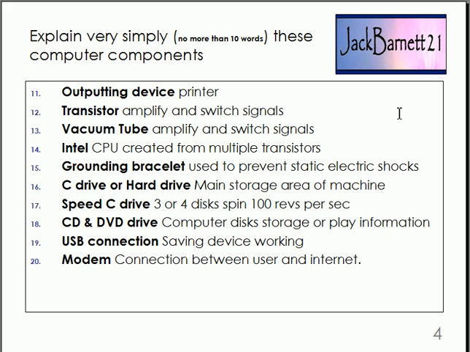Now the C drive or hard drive was the main storage area of the machine. What about the speed of this C drive? Well, we suggested that 3 or 4 disks were spinning at 100 revolutions per second. What about the CD and DVD drives? Computer disk storage or play information. USB connection? This was a saving device.